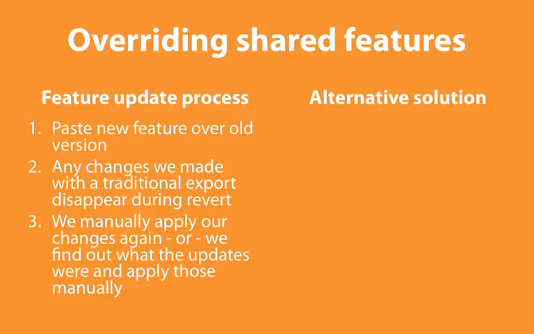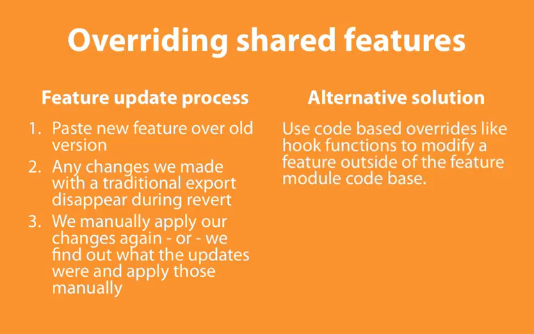Now, there's one alternative to this, and it's not necessarily easier, but it is more sustainable and it brings everything into code. And that's instead of modifying the feature module itself, we instead make code-based modifications from another module using hook functions in order to adjust anything that we need to adjust. So for example, we can create a hook function to adjust that view to use a certain number of items per page. That leaves our feature module pristine, so it can be updated without any modifications.